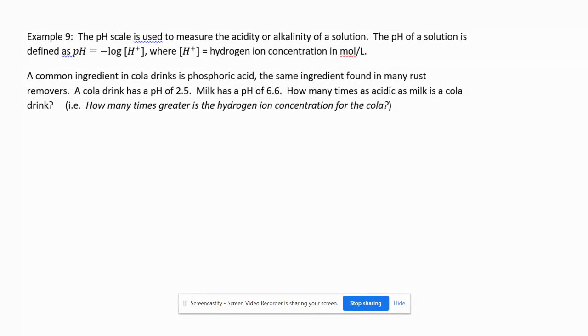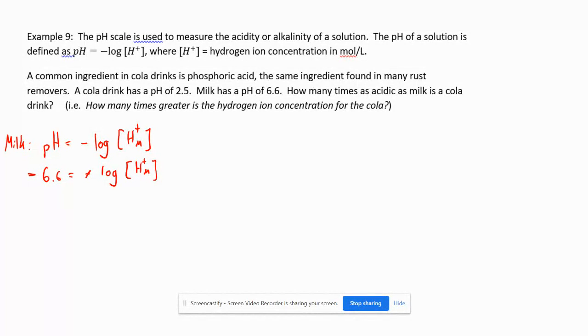What we're going to do here is let's do the milk first. So pH equals negative log of H plus, and I'm going to put an M there, standing for the milk. In this case, the milk is 6.6. So 6.6 equals negative log of H positive for milk. This is the hydrogen ion concentration of milk. I'm just going to divide both sides by negative 1, so that cancels out there.